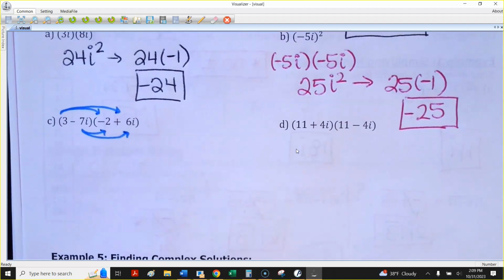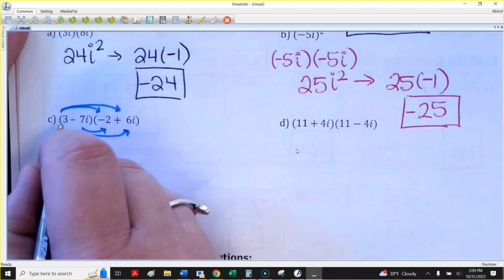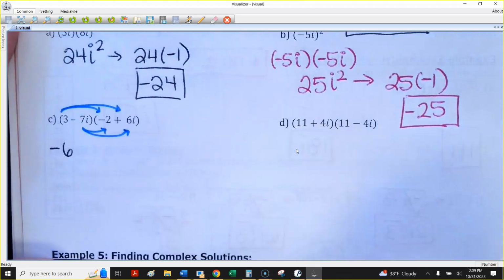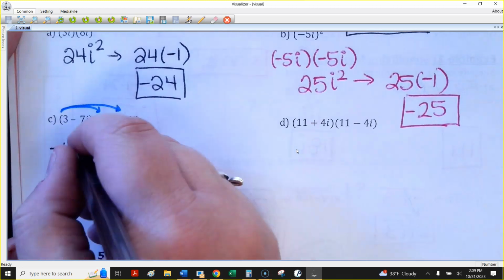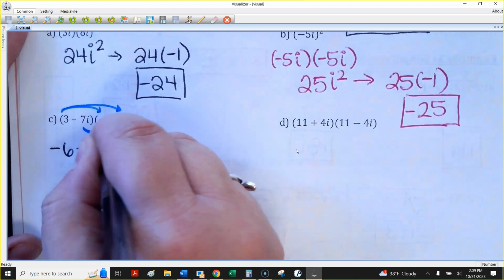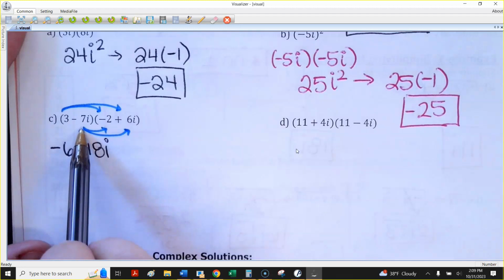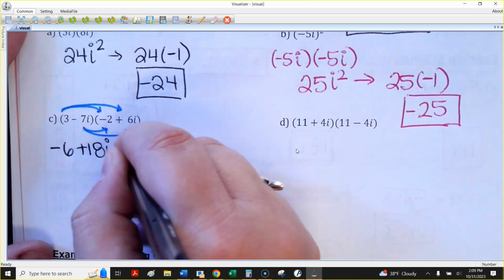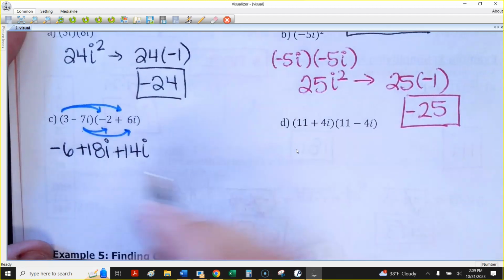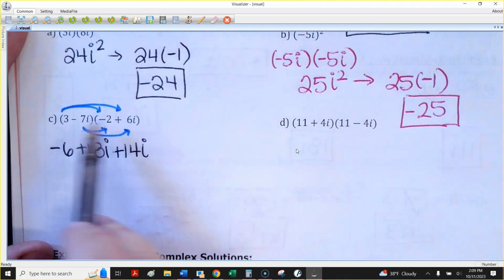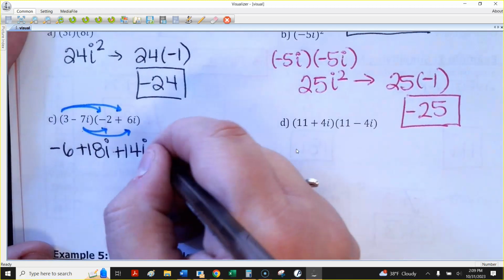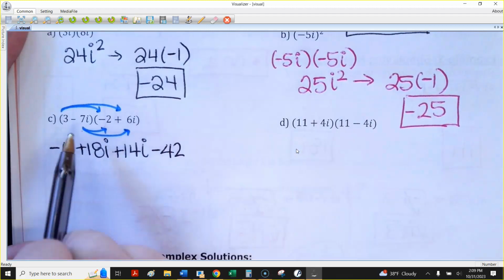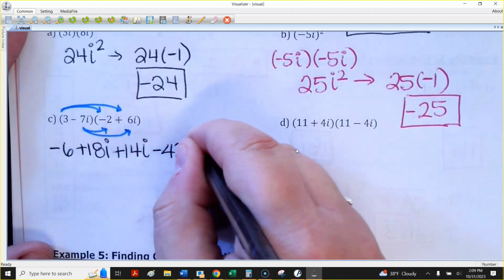So I'm going to do 3 times both terms in that other imaginary number, and then -7i times both terms in that other imaginary number, and then we're going to combine like terms. So 3 times -2 is -6. 3 times 6i is 18i. -7i times -2 ends up being +14i. And then -7i times 6i, do -7 times 6, that's -42. And then i times i turns into i squared.